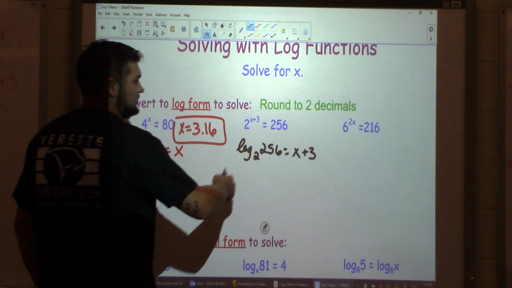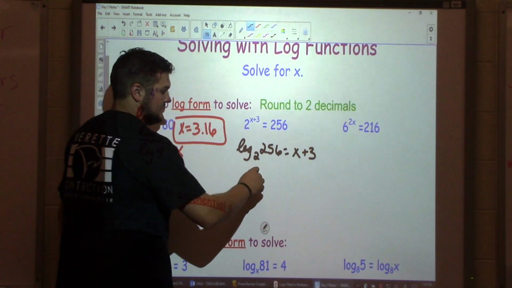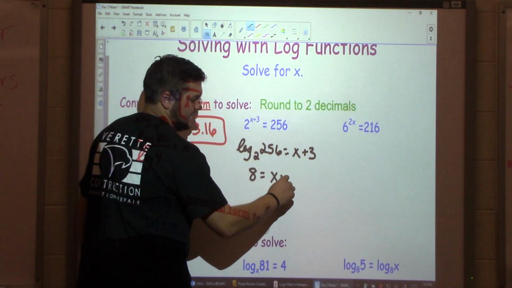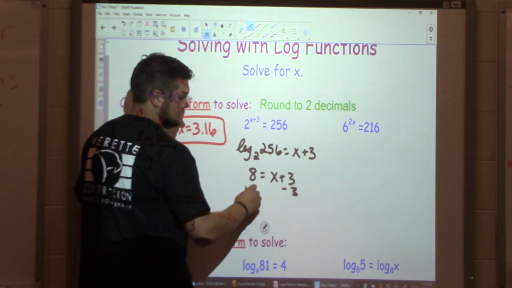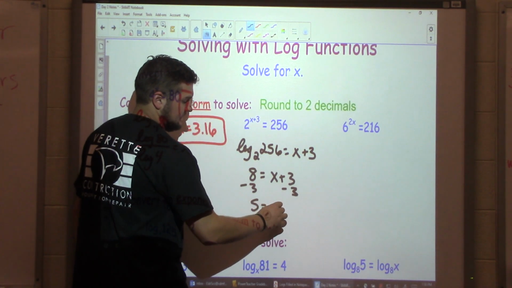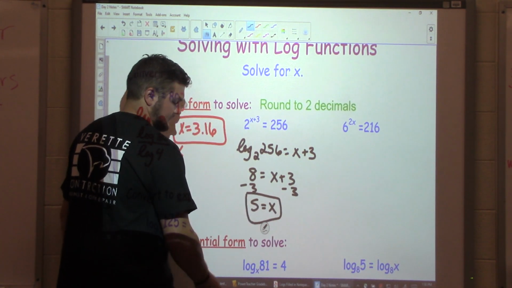What is log base 2 of 256? 8. So 8 equals x plus 3. Now we can subtract. X equals 5. We get x equals 5.